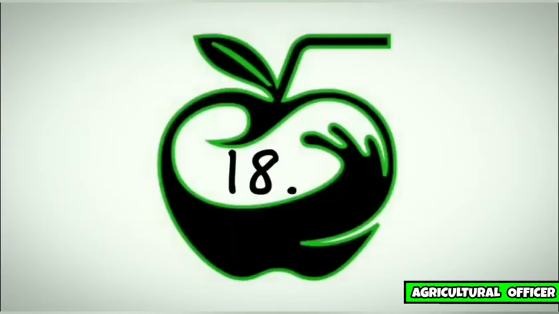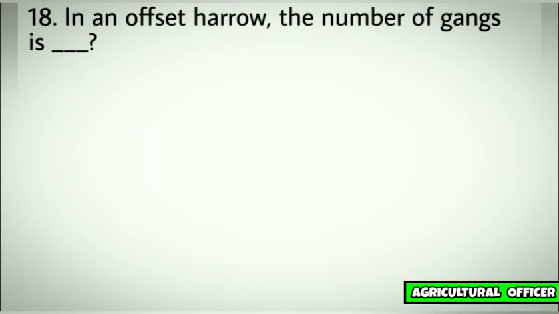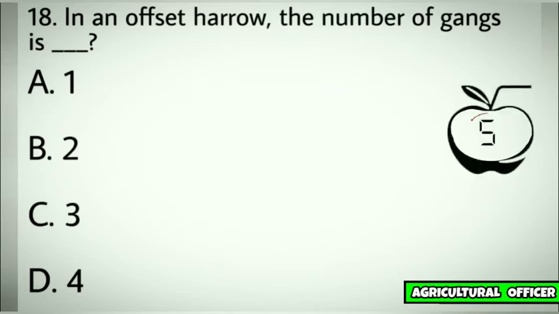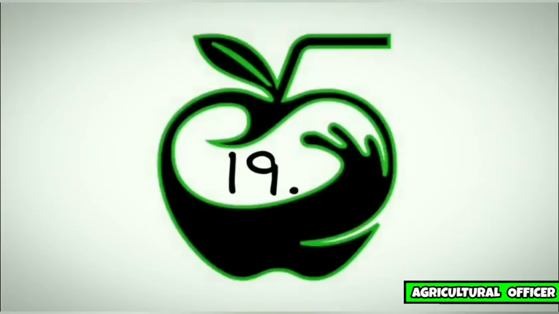Question number 18. In an offset harrow, the number of gangs is dash. Options A. 1, B. 2, C. 3, D. 4. Correct answer B. 2. Question number 19.